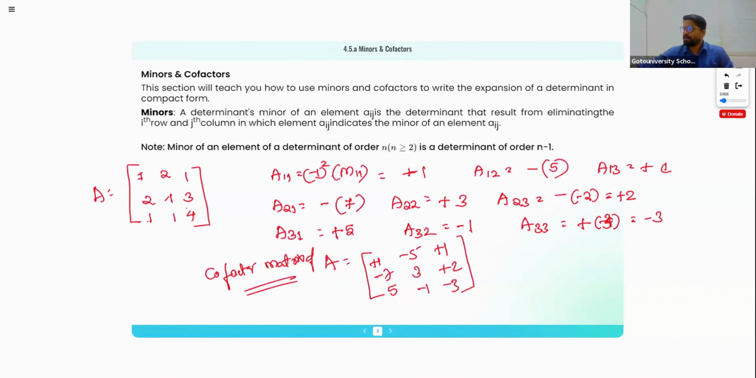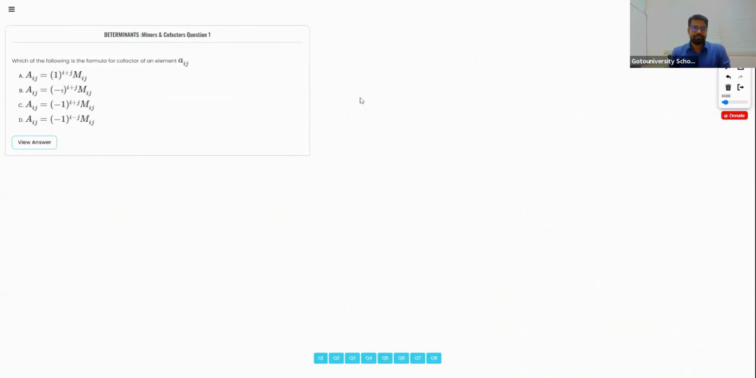Yes, correct. I'm checking the answers. Yes, assuming all of you have understood, let me move on to the next one. The first question goes like this. Which of the following is the formula for cofactor of an element Aij? A basic question.